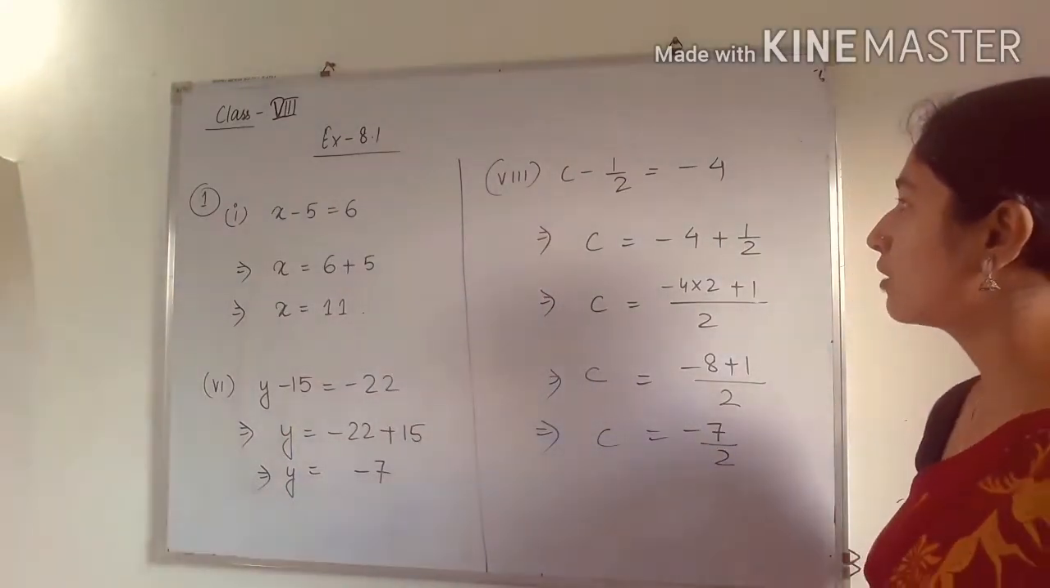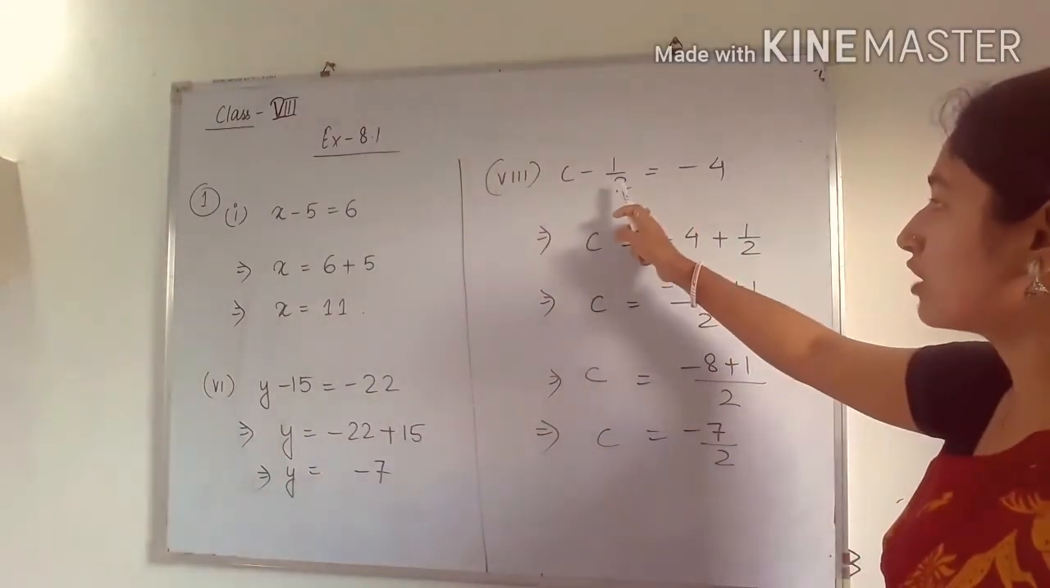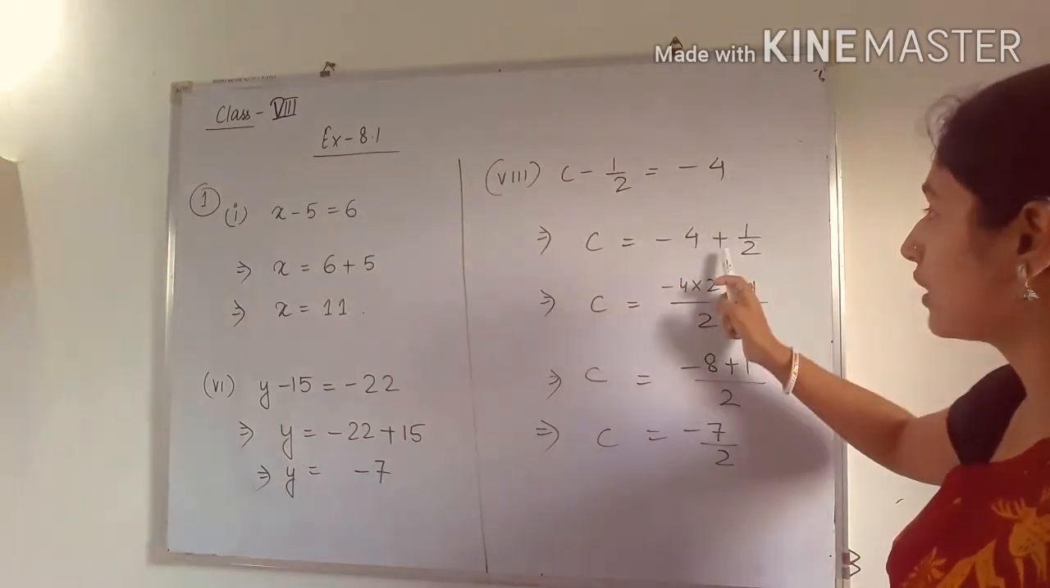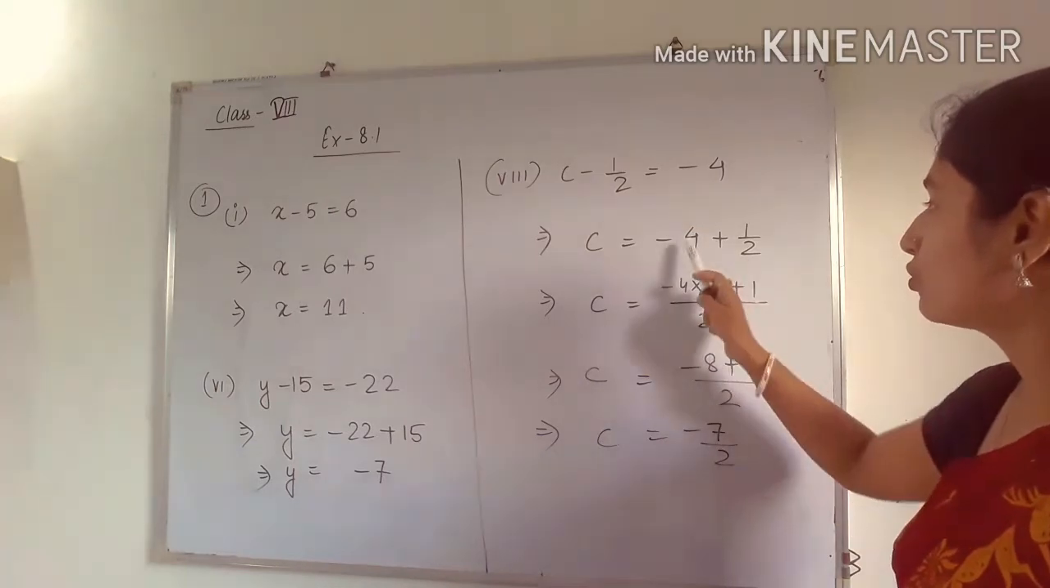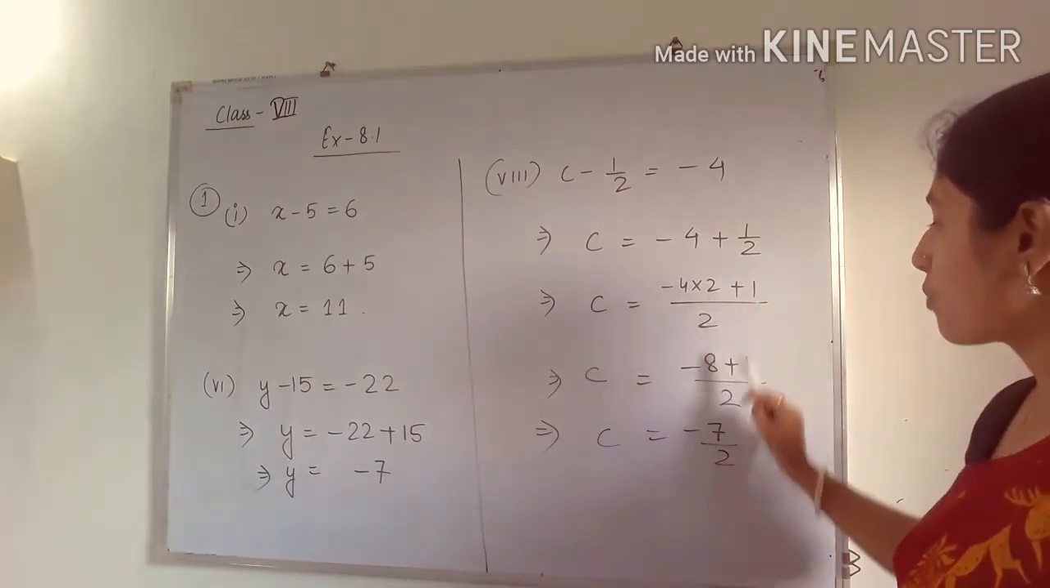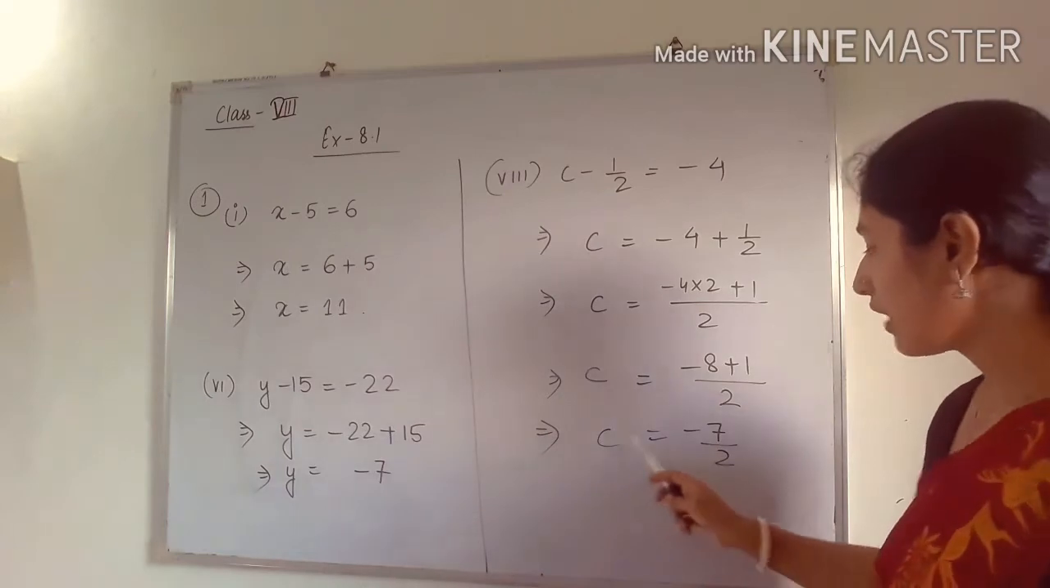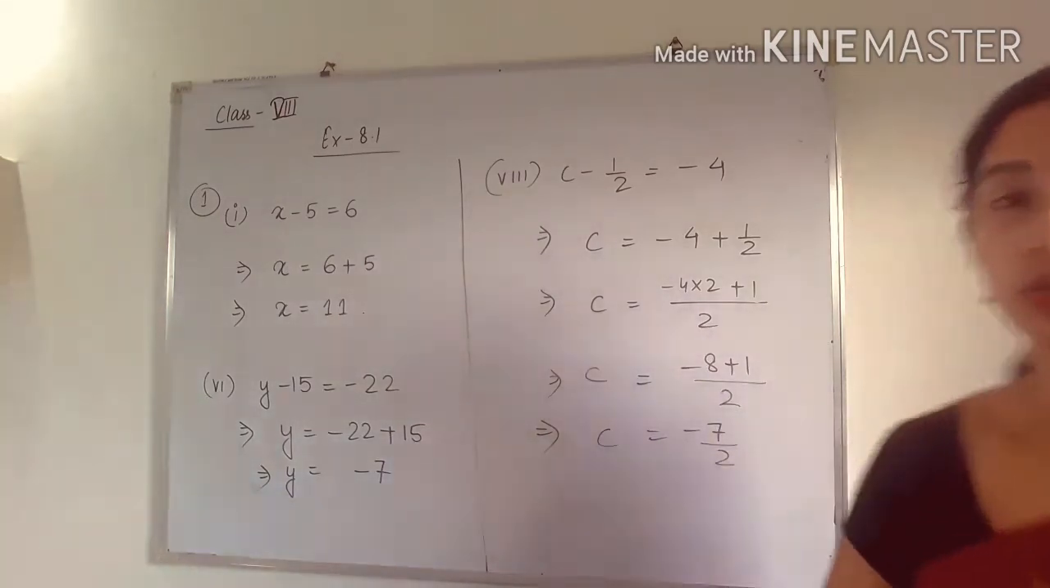Next is c minus 1 by 2 is equal to minus 4. So when we transfer minus 1 by 2 to that side, it will get added. So you can now get the LCM as 2. So 2 into minus 4 will be minus 8. Minus 8 plus 1 will be minus 7. So the value of c will be minus 7 by 2.